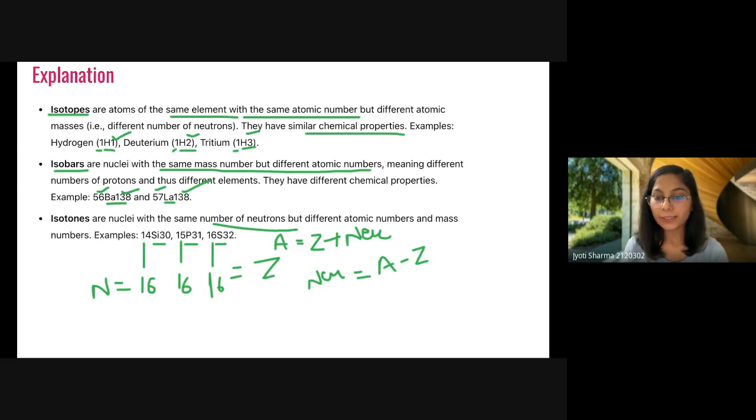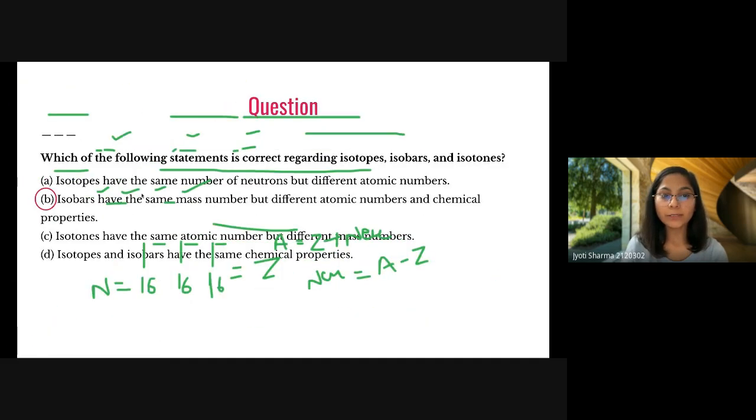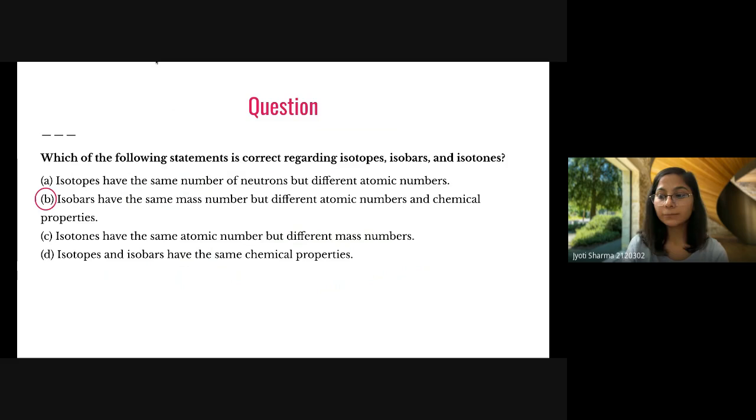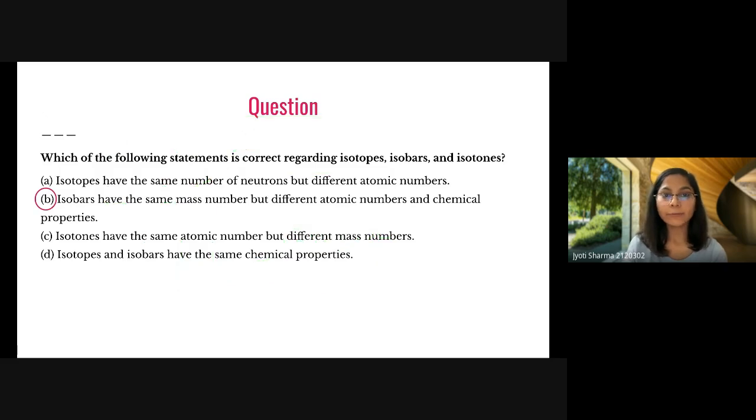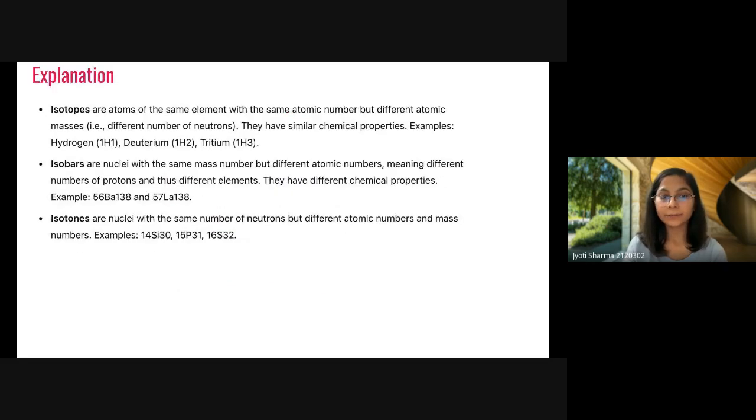So I think right now you can give me the answer for this, that isobars have the same mass number but different atomic number and chemical properties. So I think from this it is clear.